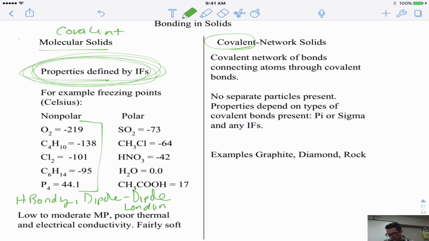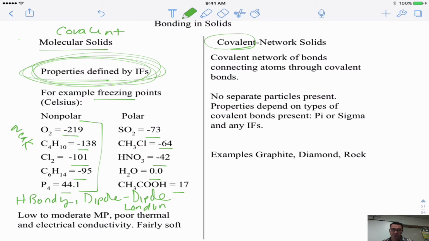Non-polar, where you have these very, very weak forces, their boiling points are really, really low. These are freezing points, excuse me. Their freezing points are really, really low. And then when you look at polar molecules, well, you can see that they are generally higher than what we have over here.